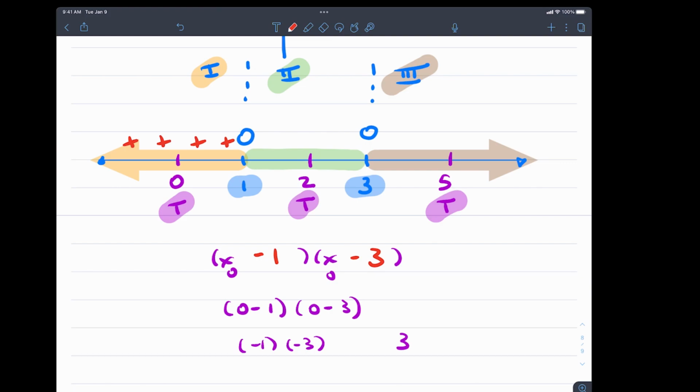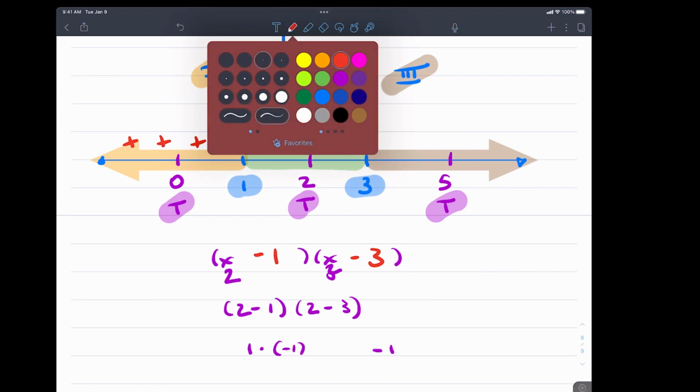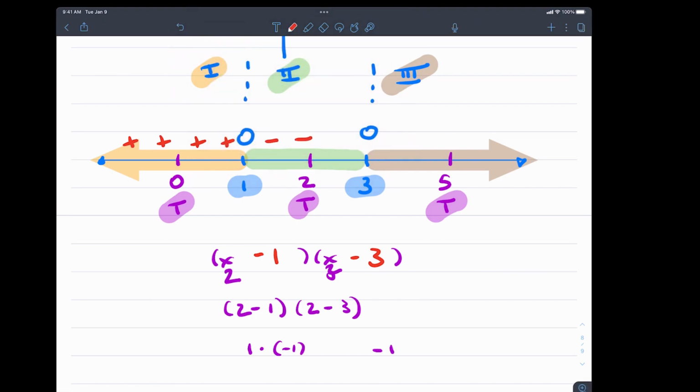Okay, so we tested region 1. It's positive. So now we're going to test region 2 by using the test point. The value is 2. Replace x with a 2. 2 minus 1, 2 minus 3. 2 minus 1 is 1. 2 minus 3 is -1. Region 2 is what? Negative.